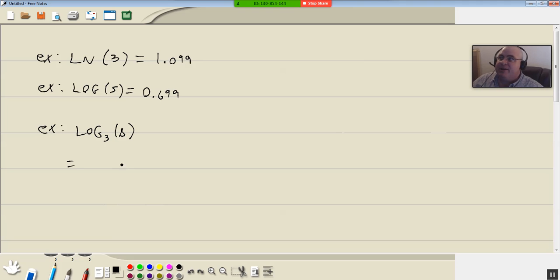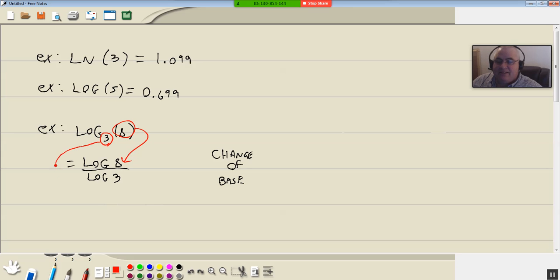We don't have a base 3 button. We have an ln button, which is base e. We have a log button, which is base 10. We don't have base 3. We have to rewrite this using the change of base. The change of base says we're going to rewrite this as log 8 over log 3. Now how the change of base works is whatever follows your log always goes up on top. Whatever your base is always goes down below.